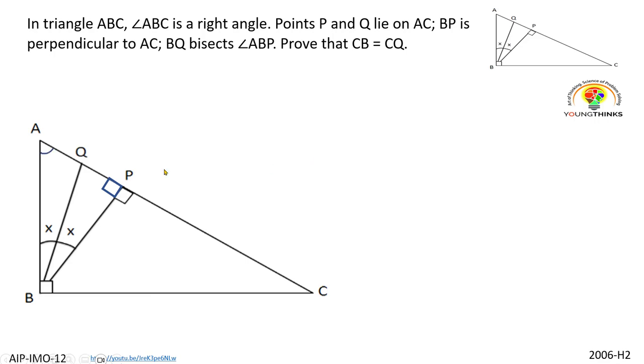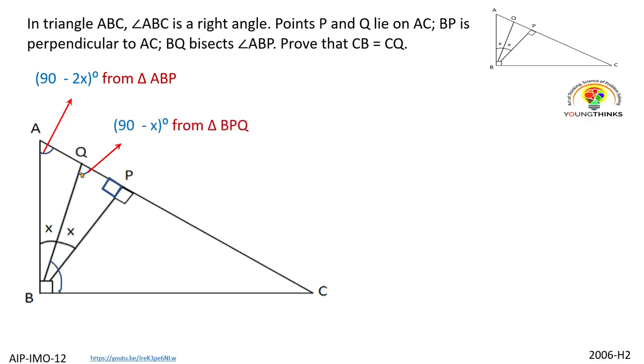Okay, now what will be the value of this angle? This angle is going to be 90 minus 2x. Why? Because triangle ABP is a right angle triangle, with 90 degrees here. From 90 degrees, if I subtract 2x, that angle is 90 minus 2x. Now what will be the value of this angle here? Triangle BQP is a right angle triangle, from which if we subtract x and subtract 90, that angle is going to be 90 minus x.